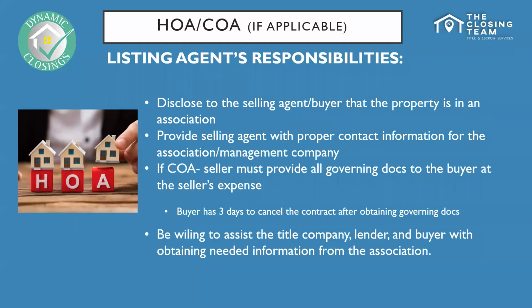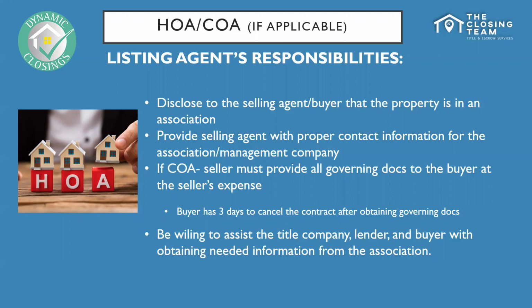If you have a property that is in an association, as the listing agent, you want to make sure that you're obviously disclosing that the property is in an association. You also want to make sure that you're providing the buyer's agent and the title company and all parties the correct association contact information. Your seller should know that. Sometimes we have these estate deals where the person didn't actually live there and inherited the property, so maybe those are circumstances where they won't know the contact information for the association. But if they've lived in the place, even if it was an investment property with tenants, they should know who the contact is for the association.